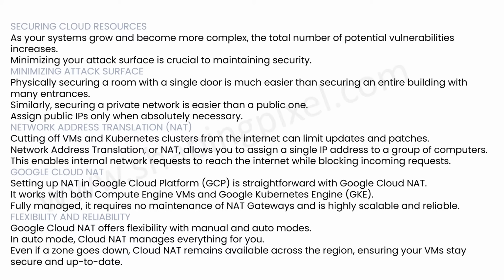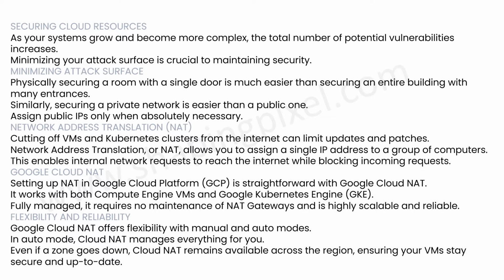Assign public IPs only when absolutely necessary. Cutting off VMs and Kubernetes clusters from the internet can limit updates and patches. Network address translation, or NAT, allows you to assign a single IP address to a group of computers. This enables internal network requests to reach the internet while blocking incoming requests.